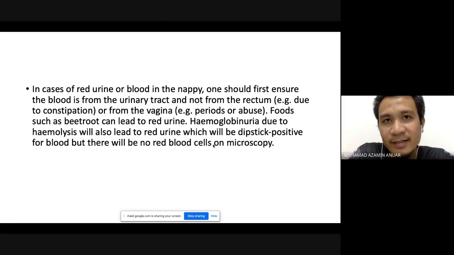But if this is the case, when you do the microscopy there is no red cell cast, because it is not a renal cause for hematuria.